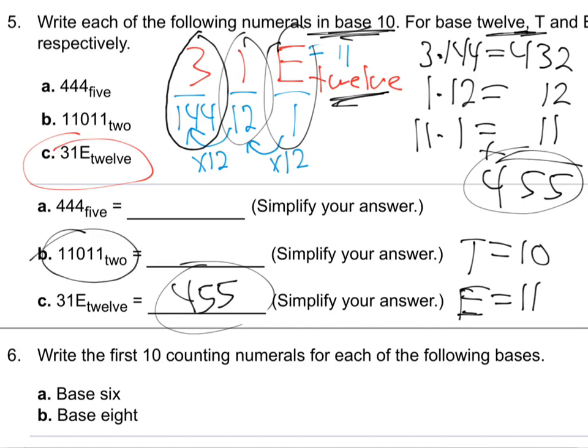So notice this base 2 number. What's the highest digit you see? 1. Look at the base 5 system. What's the highest digit you see? 4. Look at the base 12 system. What's the highest digit you see in one location? 11. That's an 11, right? Do you see the pattern there?